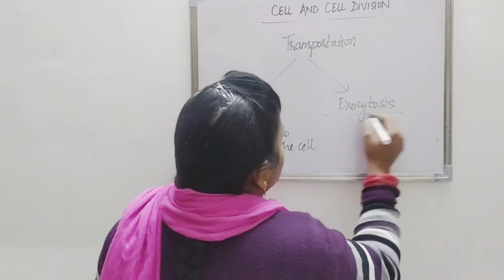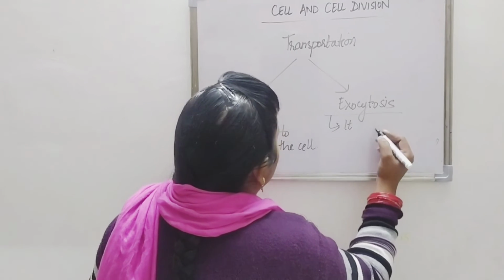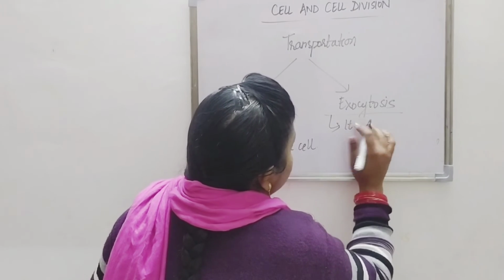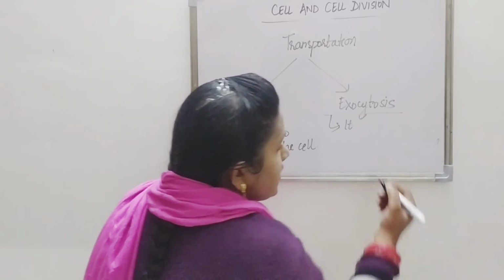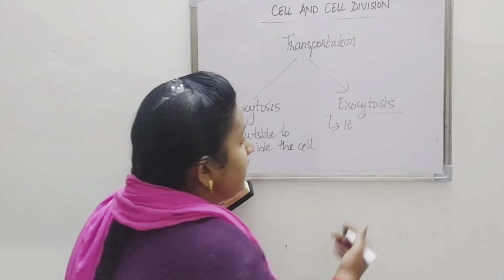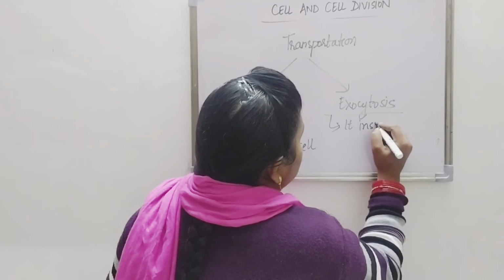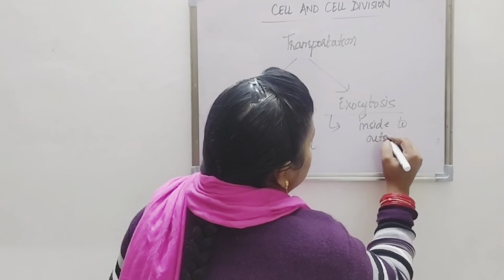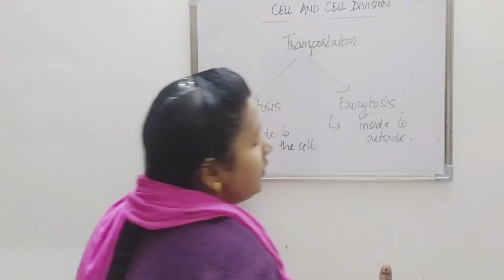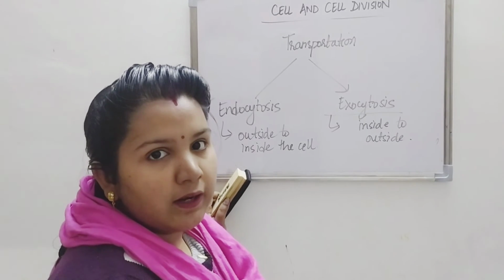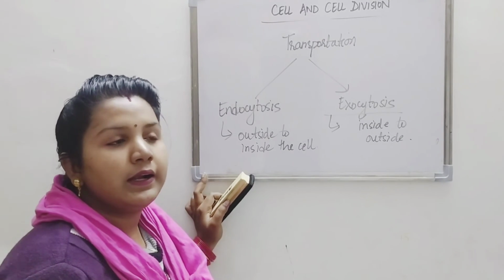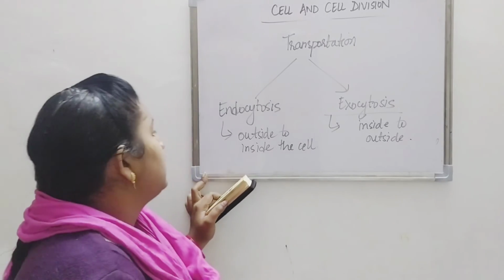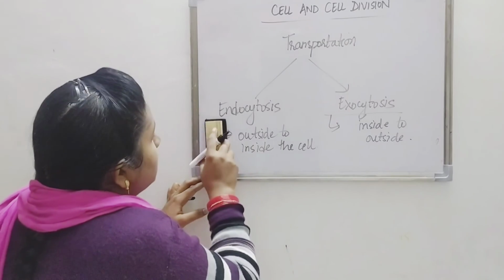And in exocytosis, it transports the substance. It helps in the movement of the material from inside to outside. Basically it removes the waste material from the cell. From the inside of the cell, it removes the waste material. This is how exocytosis works. Endocytosis works in two types.